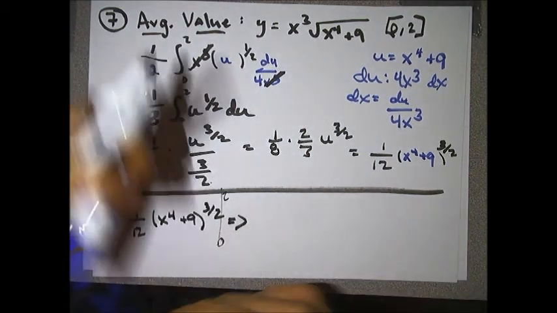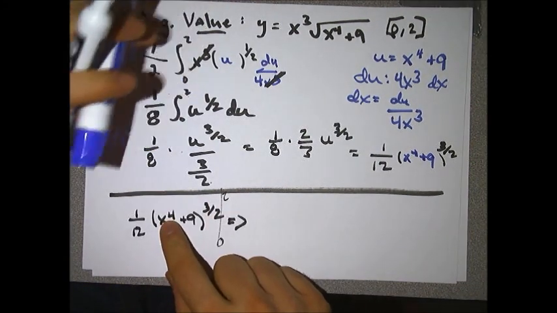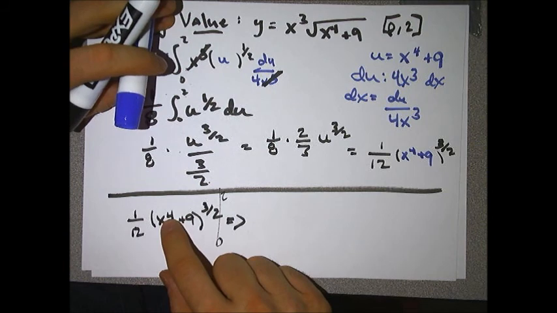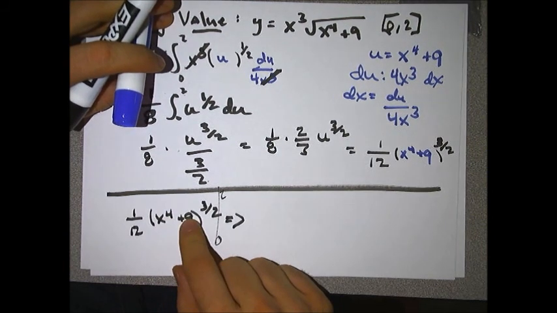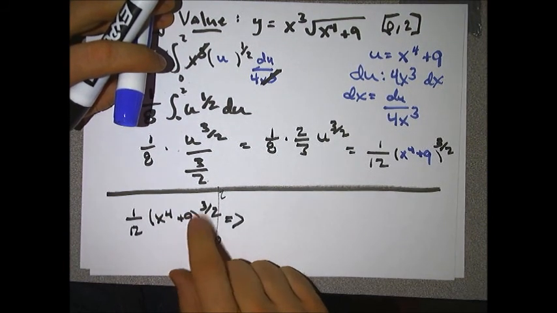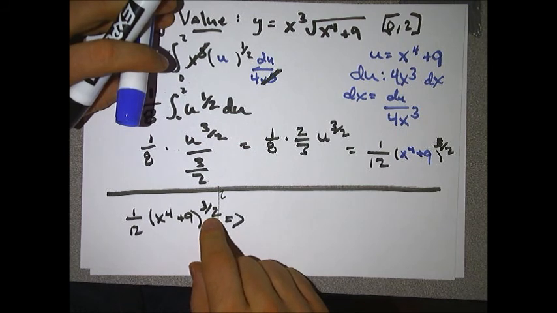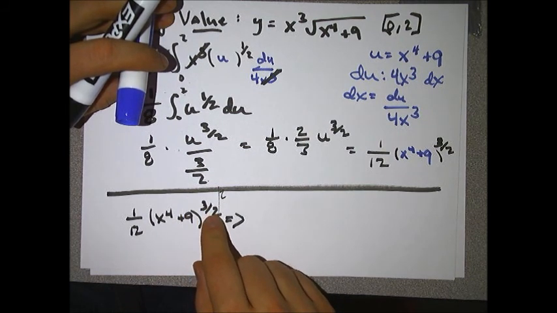So a lot of mental math. Plugging 2 into this, 2 to the 4th is 16. 16 and 9 is 25. We want to take this 25 to the 3/2 power. Remember, this is power over root.